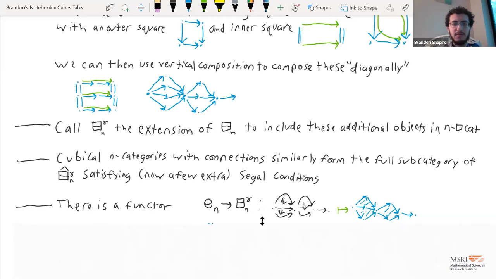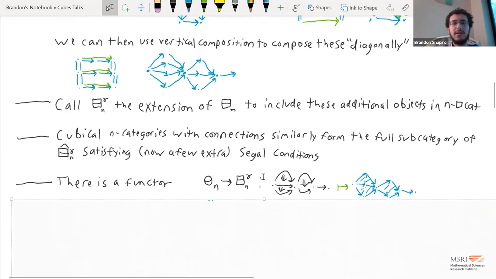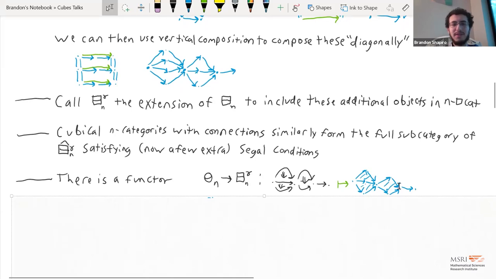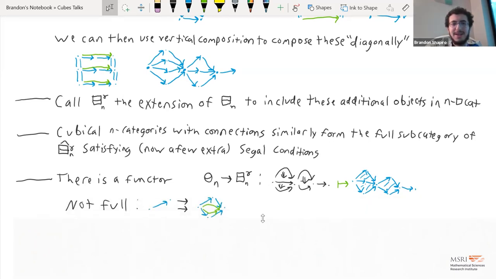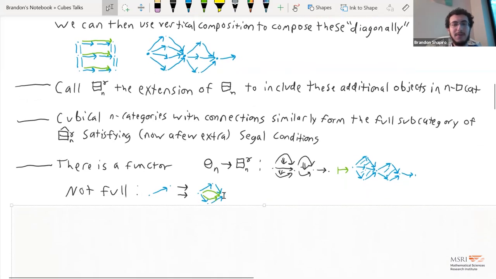Like I mentioned, one of the reasons we want to use this category is because we get things which look a lot more globular in it. And we actually get a functor now from the globular theta n into the cubical theta n when we add in these extra objects, where it works just as you would expect. Send each pasting diagram of globs to the corresponding pasting diagram of these sort of scrunched diagonal cubes. But this functor isn't going to be nice enough to make the comparison, in part because it's far from full.